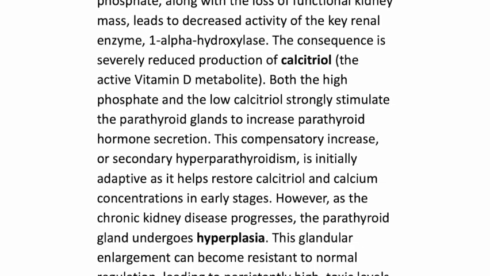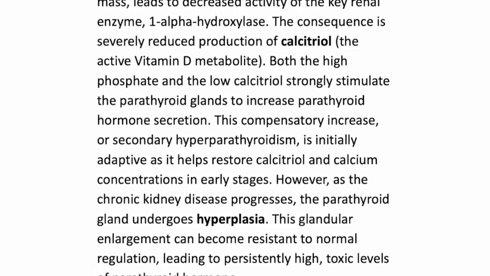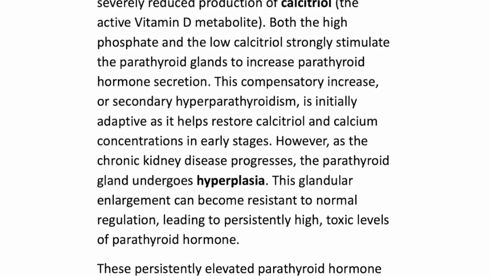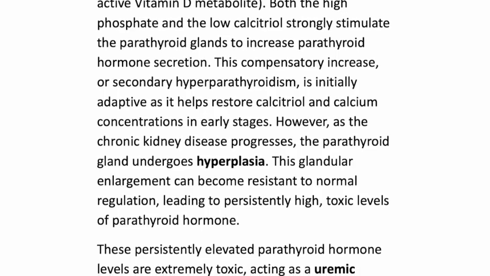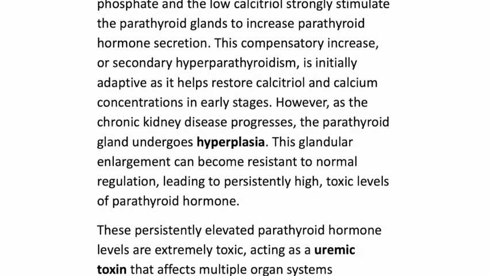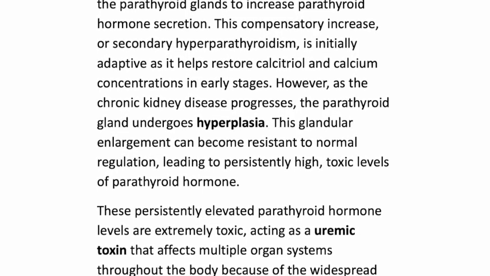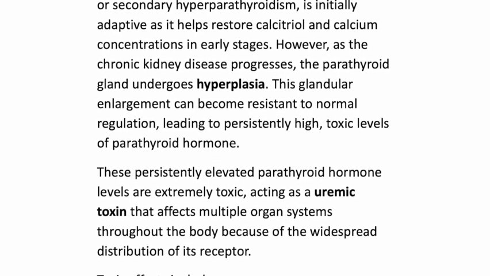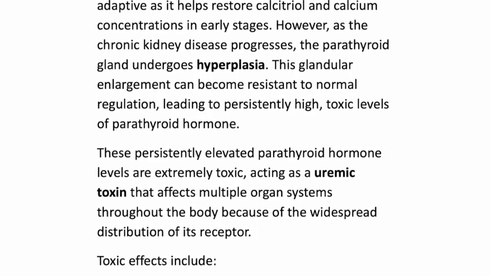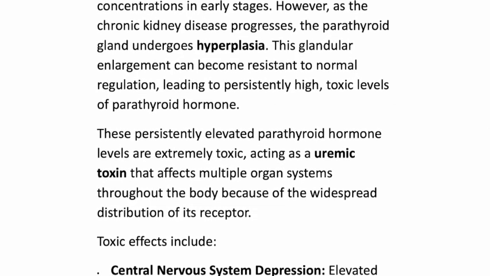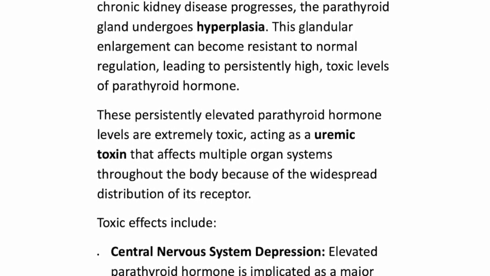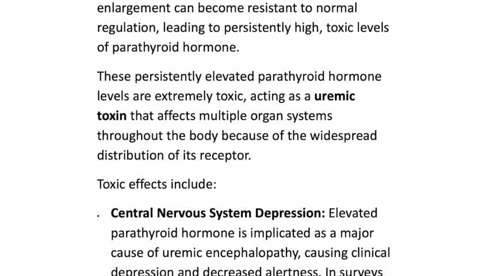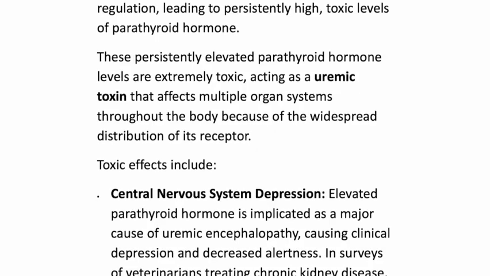This compensatory increase, or secondary hyperparathyroidism, is initially adaptive as it helps restore calcitriol and calcium concentrations in early stages. However, as the chronic kidney disease progresses, the parathyroid gland undergoes hyperplasia. This glandular enlargement can become resistant to normal regulation, leading to persistently high, toxic levels of parathyroid hormone. These persistently elevated parathyroid hormone levels are extremely toxic, acting as a uremic toxin that affects multiple organ systems throughout the body because of the widespread distribution of its receptor.